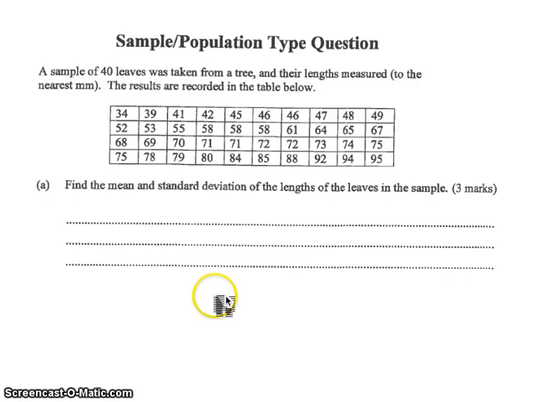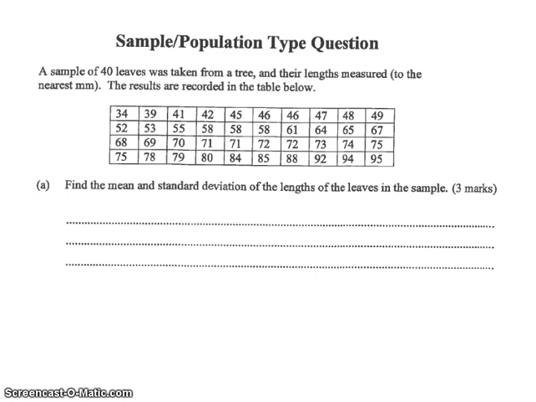So here's a sample population type question. A sample of 40 leaves was taken from a tree and their lengths measured to the nearest millimetre. The results are recorded in the table below. Find the mean and standard deviation of the lengths of the leaves in the sample. Now, we're not asking you to do this by hand using the formulas. So we're going to use the calculator to do it.